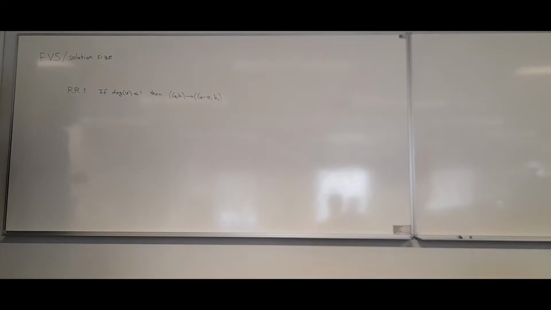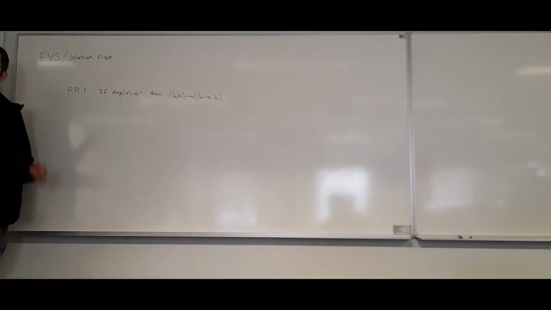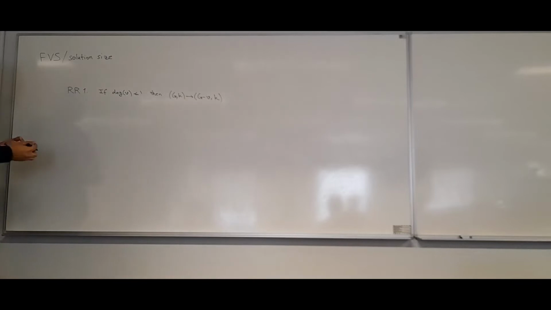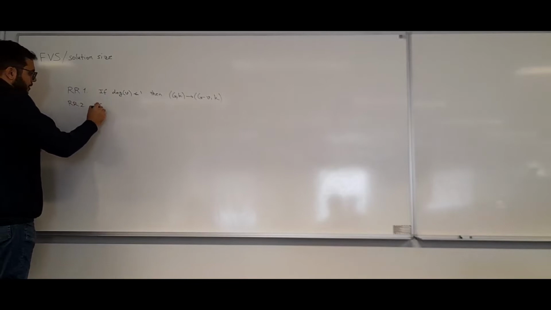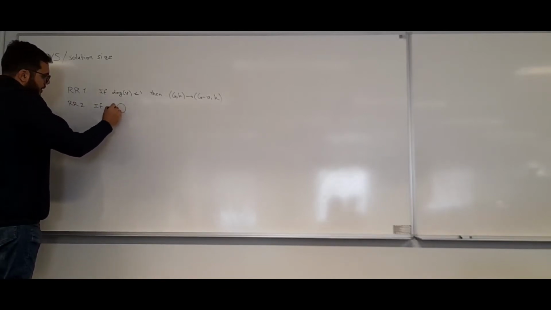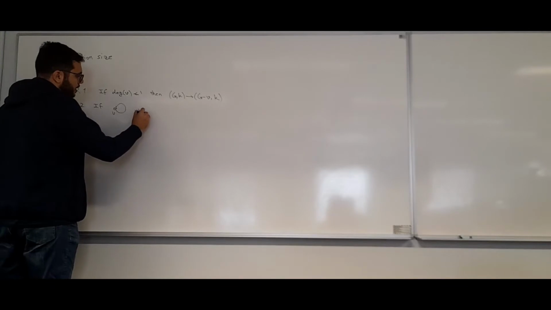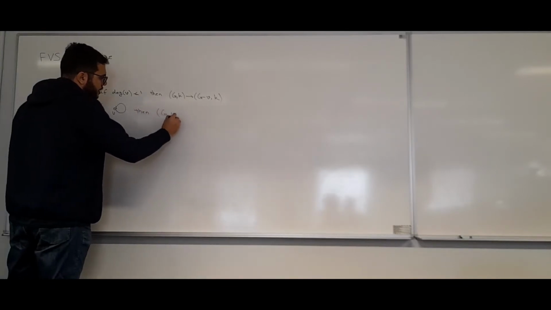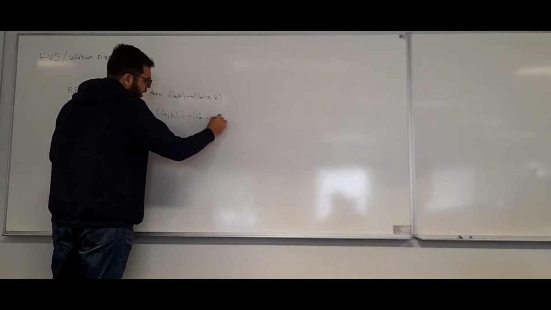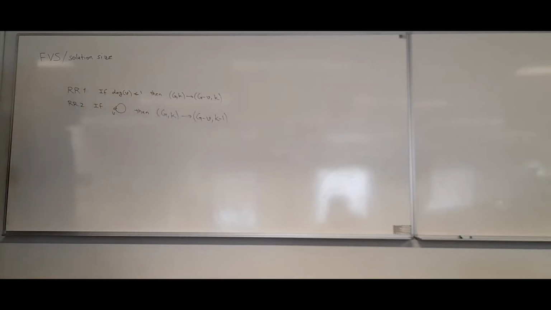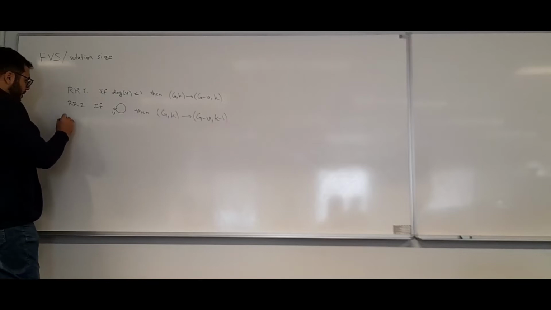Now, another simple rule was that if I have a loop, then that's a cycle that only contains one vertex. So I definitely have to put that one vertex into my feedback vertex set. My second rule was: if I have some vertex V with a loop, then I take my instance (G, K) and I remove V, but I add it to my solution. So now I have to find a solution of size K minus 1.